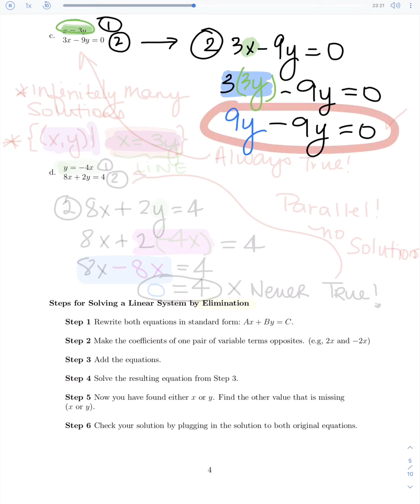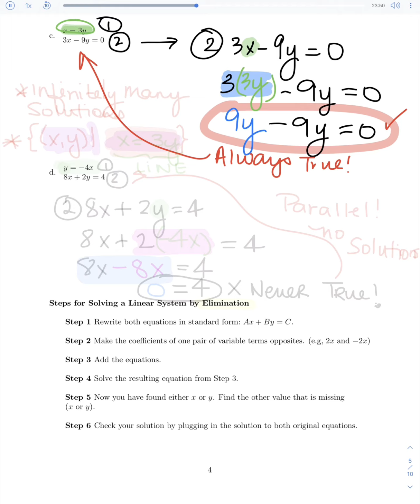The reason why I say it's odd is you can't really solve that as an equation. It's just a true statement. If you take anything and subtract itself, you will get 0. So what does this mean then? Well, if you're getting a statement like this that is always true, that means this set of equations or lines is always going to be true.